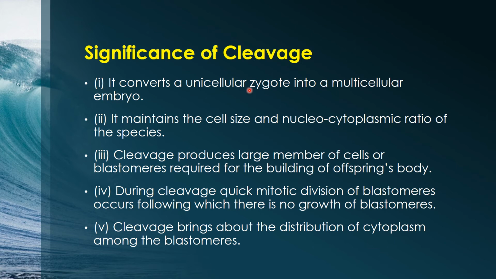So what are the significances of the cleavage? The cleavage process converts a unicellular zygote into a multicellular embryo. It maintains the cell size and the nucleocytoplasmic ratio of the species. The cleavage produces the large number of cells or the blastomeres, which are required for the building of the offspring's body. During the cleavage, quick mitotic divisions of the blastomeres occur, following which there is no growth of the blastomeres. The cleavage also brings about the distribution of the cytoplasm among the blastomeres.